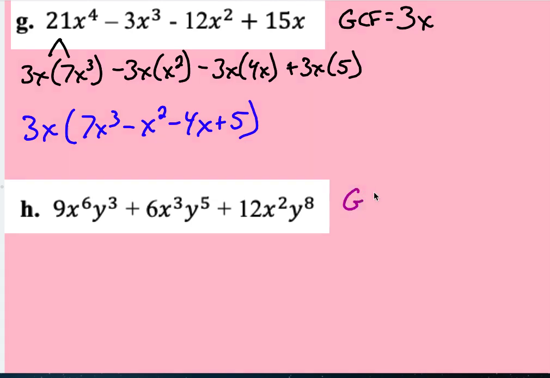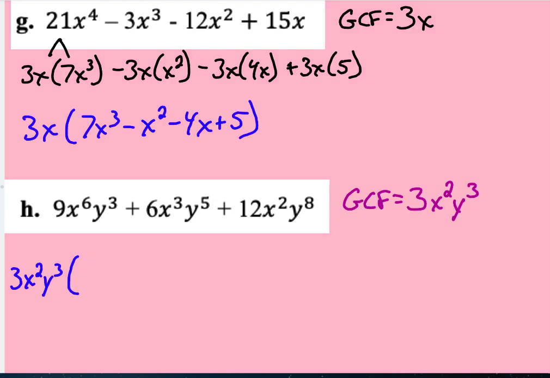All right, last one. This one's going to be big. Okay, there's a lot to manage in this one. So looking at my numbers, 9, 6, and 12, well, they can all be divided by 3. And then I've got x to the 6th, x to the 3rd, x to the 2nd. So I can take out 2 x's from all of them. And then looking at the y's, I have y to the 3rd, y to the 5th, y to the 8th. So they all have at least 3 y's that I can take from them. So for each one of them, I'm going to break it down and factor out that 3x squared y cubed.